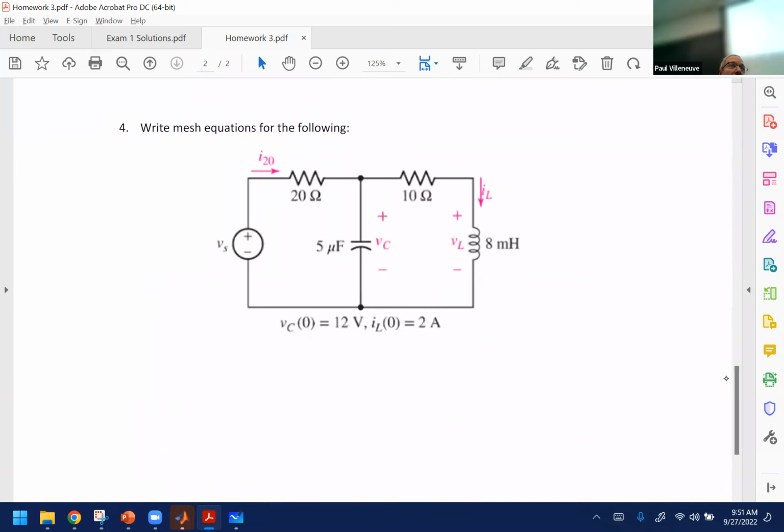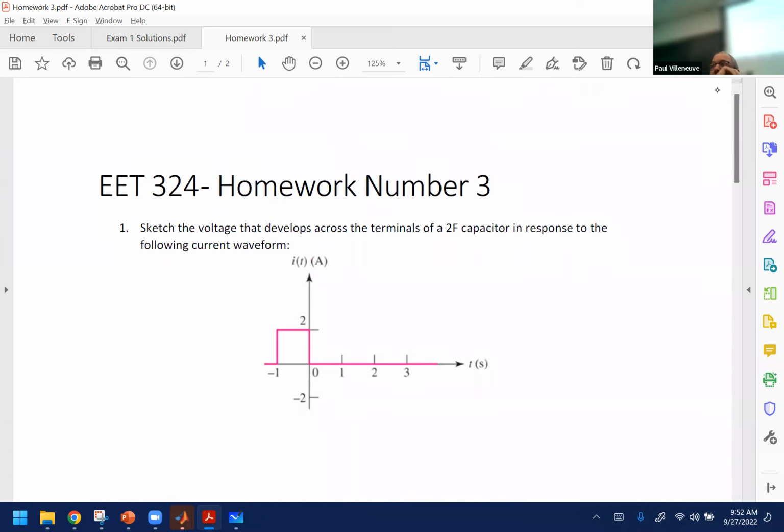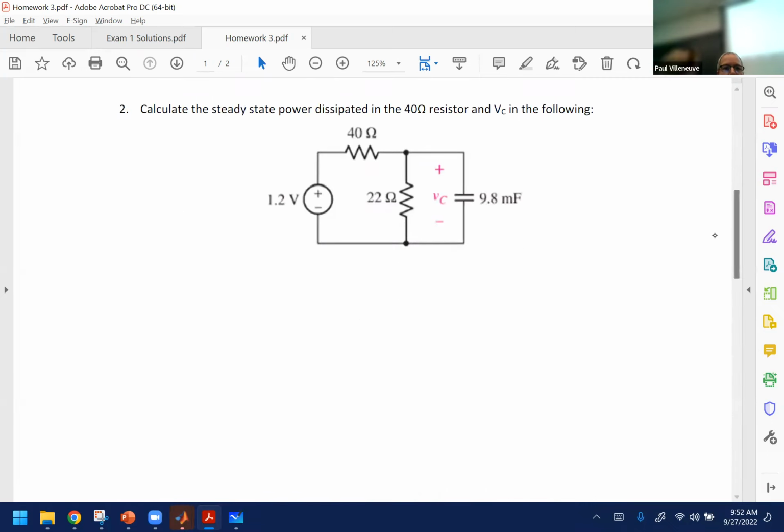One of the questions I was going to ask is, does anybody have any questions on the homework? Yes, sir. Problem number 2 on homework number 3. Yeah, problem number 2. Okay. Anybody want to give us some ideas on how to start this problem?